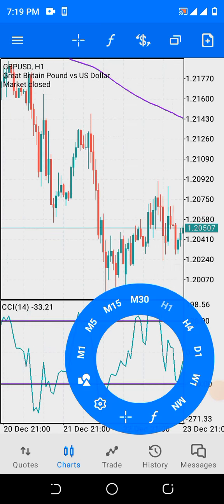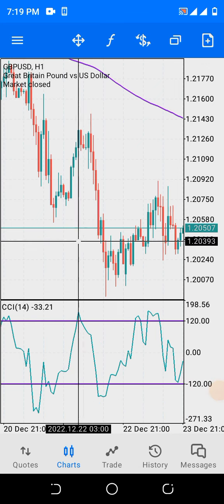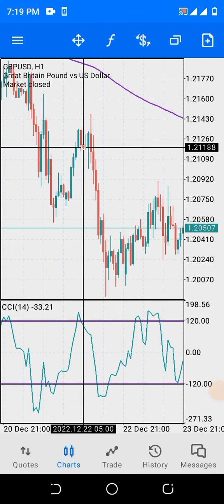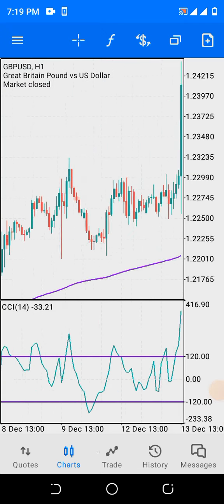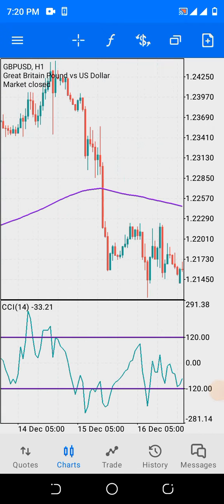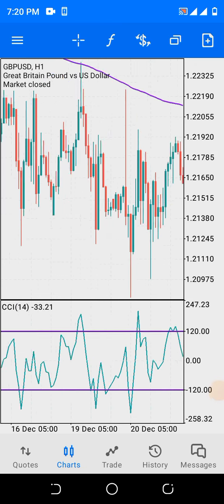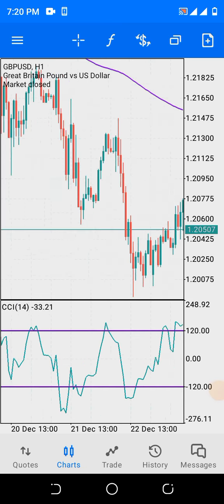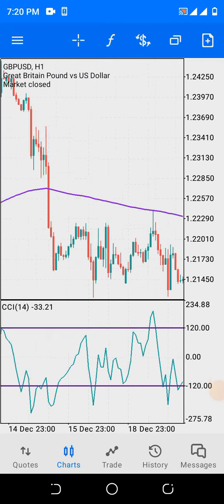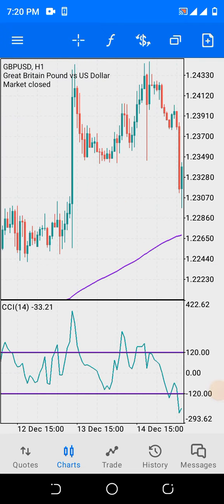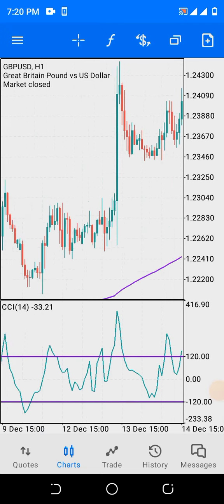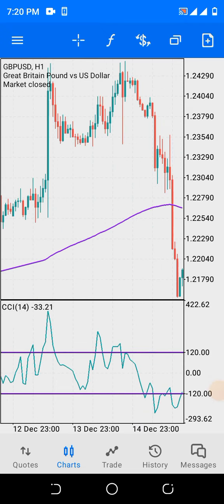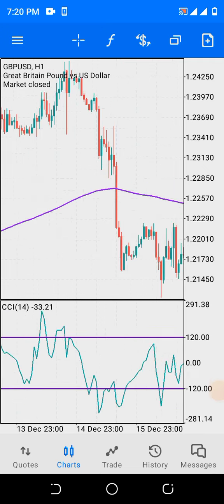Here is another opportunity to sell. You see, all these are profitable entries. So this is how to make use of this particular strategy, the CCI indicator, and make massive profit. You can apply this on any market at all, any pair at all, and make consistent profits using the moving average and the commodity channel index indicator.